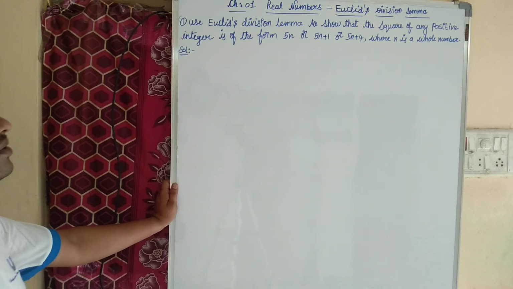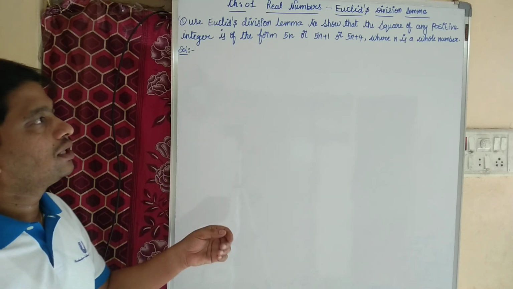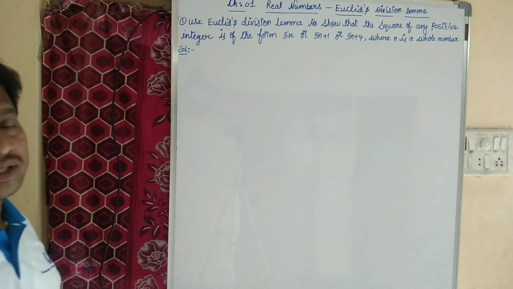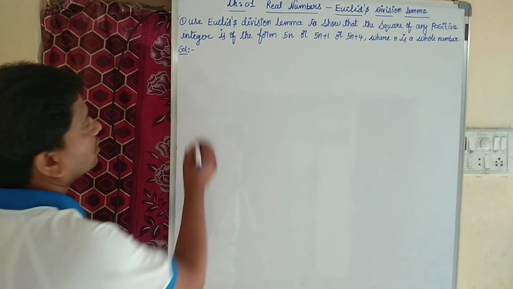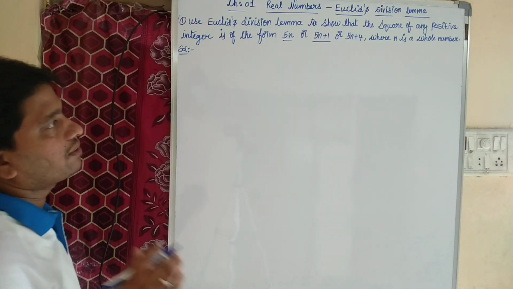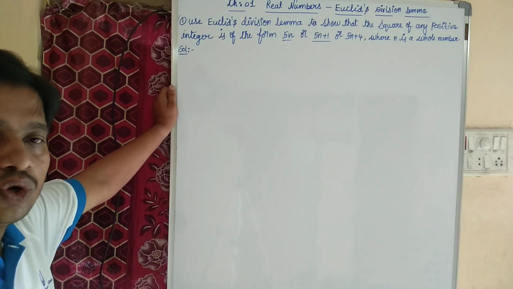Coming to question number 1: use Euclid's division lemma to show that the square of any positive integer is of the form 5n, 5n plus 1 or 5n plus 4, where n is a whole number.